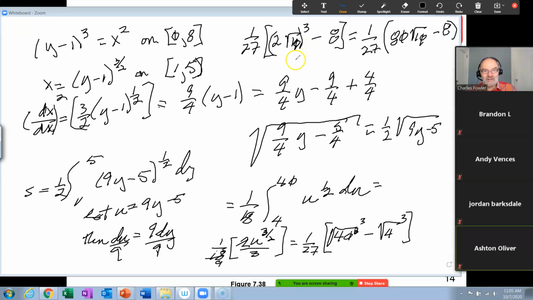Now that's an odd answer. I don't know, did I get it right? Guess what they did? They left it as 1 over 27 times 40 to the 3/2 power minus 4 to the 3/2 power, which is exactly what I have down here. That's exactly what I've got. And then they do an approximation of what that answer is.